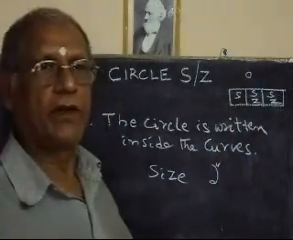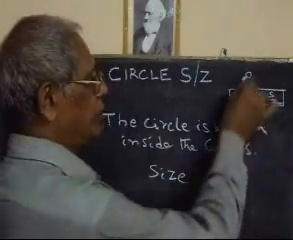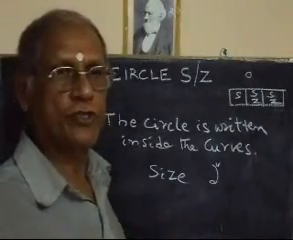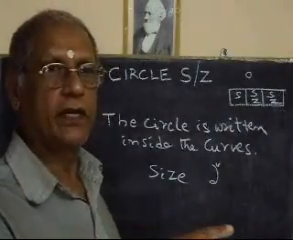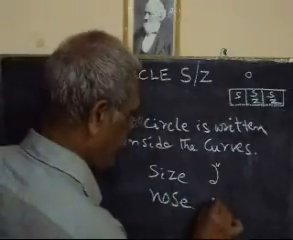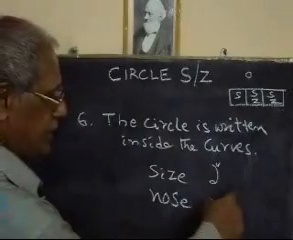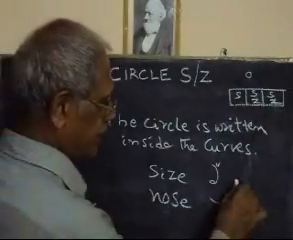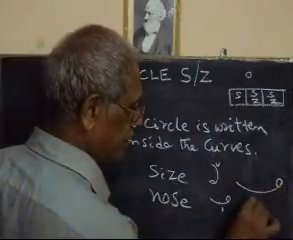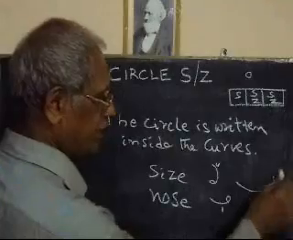The circle when standing alone is written with left motion. Then when it is attached to straight strokes, it is written with the left motion. Inside, isn't it? Suppose this is inside. This is outside, not like this. Inside.